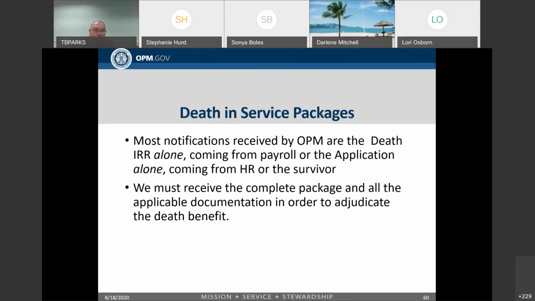Or we'll get the application, but we don't have the death records because they're waiting on the application to come to payroll before they send everything to us. We have to have that complete package and all applicable documentation before we can do anything to process that death benefit. So ideally what should happen is that application package should go from the applicant to HR to payroll. Payroll will cut that final death IRR, that individual retirement record, and then send everything to us.